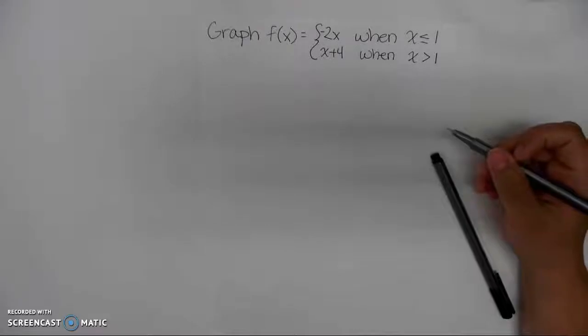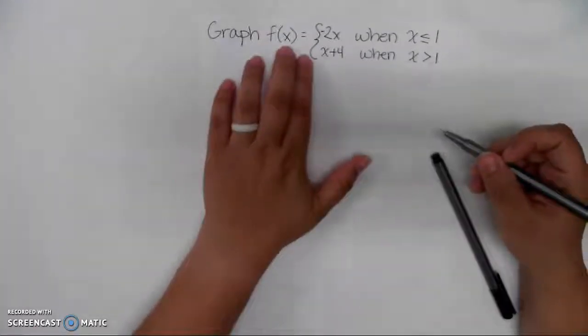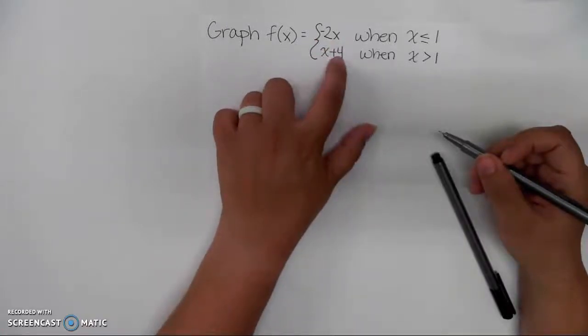All right, so we're going to talk about how to graph piecewise functions. Piecewise functions are two or more parts of a graph. In graphs that we've done before, they've been one function and it's not separated into pieces. Here you'll see that we have two pieces. We have negative 2x and x plus 4.